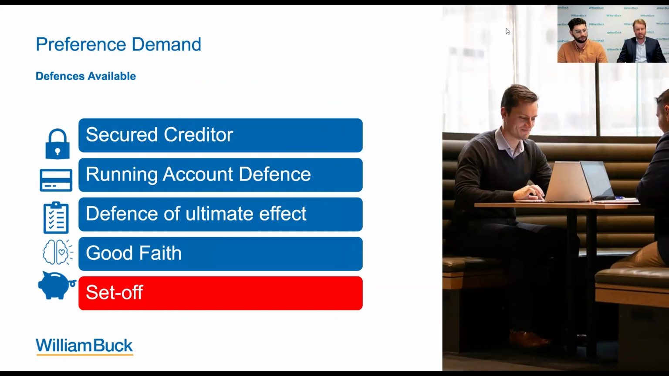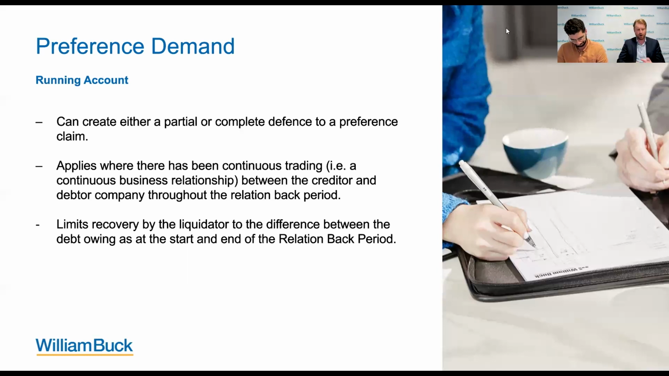Those payments and actions are subject to certain defences that are available to creditors. On your screen at the moment are some of the key defences: that the creditor was a secured creditor at the time, the running account defence, the defence of ultimate effect, and the good faith defence. You'll see set-off there in red. That formerly was a defence, but it no longer exists after a ruling in a recent case last year. So I'll hand back to Frank to go into a bit more detail on a couple of these primary defences.